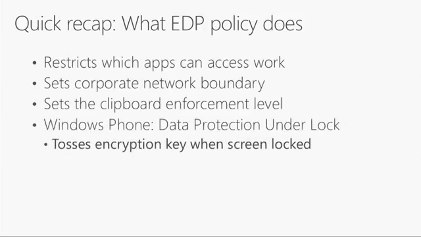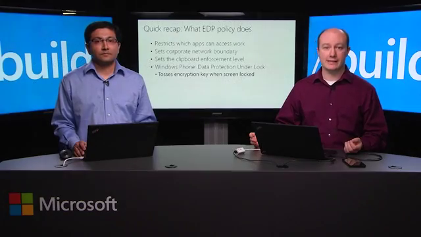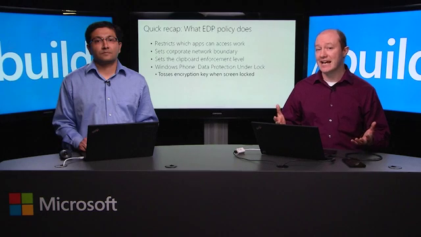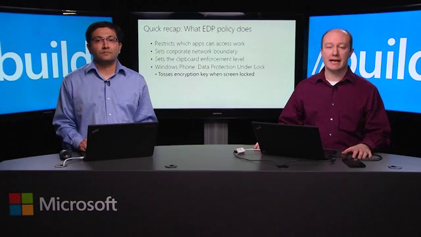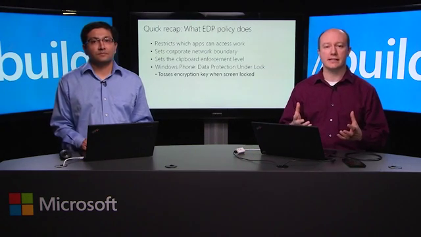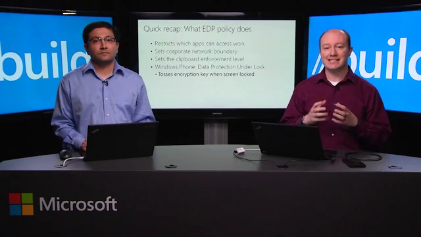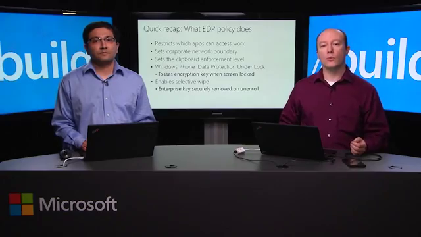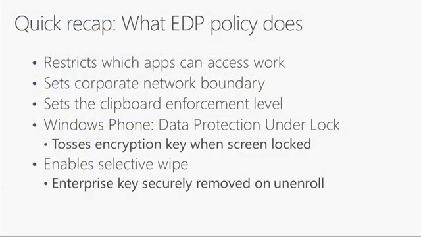Fourth, there's an additional policy for data protection under lock on Windows phones. So what this does is when the screen is locked, Windows throws away the decryption key needed for enterprise data. And this really protects a device that's lost from attacks even at the system level or from a driver. And all of these things are brought together to enable selective wipe. So when the device is unenrolled from management, we securely wipe the key, and all of that enterprise data is no longer available.